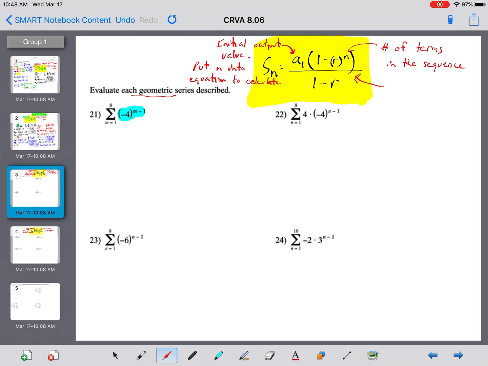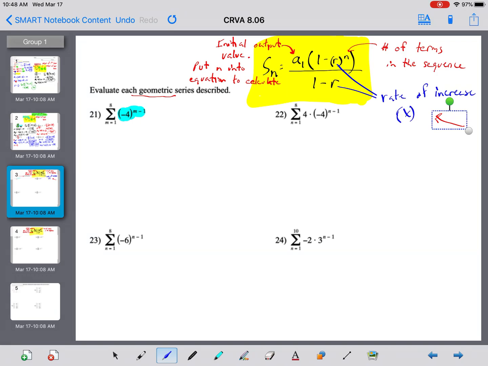So the formula we used before was for arithmetic series. Now this is for geometric series. So there is your formula. Notice a sub 1 is the initial output value, and then you have to put n into the equation to calculate that. Sometimes I'll show you a shortcut, and then n is the number of terms in the sequence, and r is the rate of increase. Guess I didn't write that down. Rate of increase, and this is going to be through multiplication.